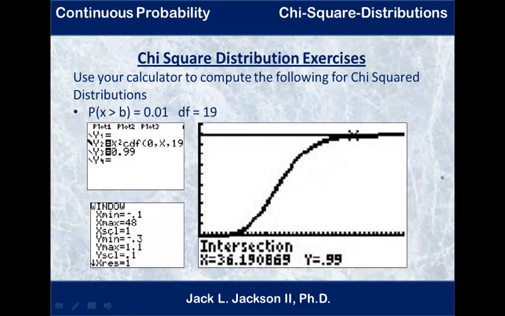What about if the probability to the right is 0.01? Well, that means the probability to the left is 0.99. So we graph y equals 0.99 along with our CDF, this time with 19 degrees of freedom. Calc intersect there, and we've got our x value of 36.19.